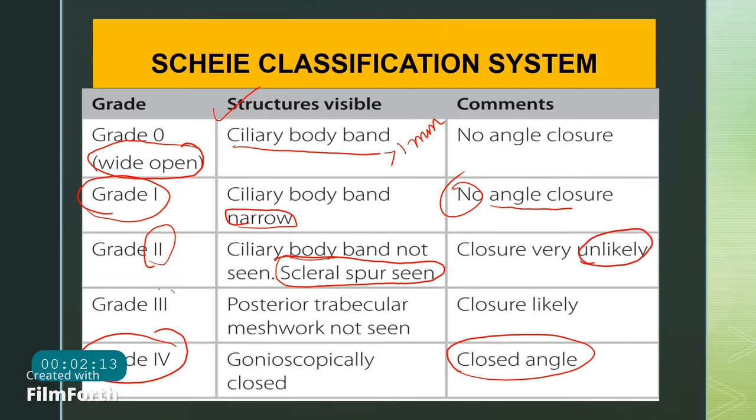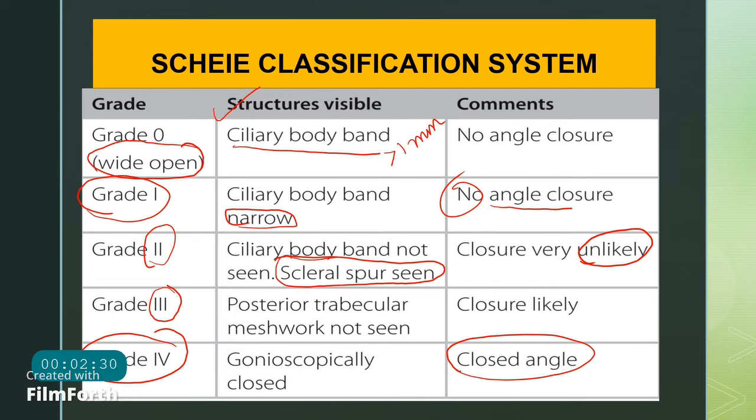Now coming to grade 3, in grade 3 you will be able to see a part of the anterior trabecular meshwork but maybe not the posterior trabecular meshwork, right? So that is important. So in grade 2 you are able to see the scleral spur along with the trabecular meshwork as well.